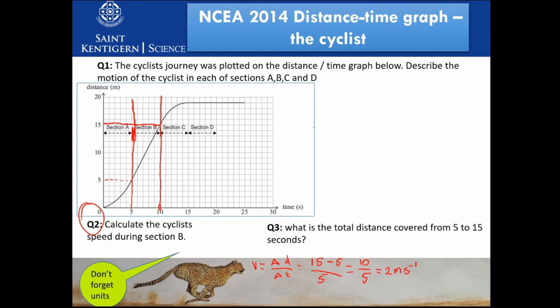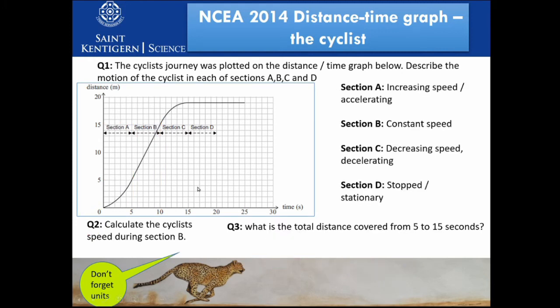Okay, so let's check the model answer for that. Same as what we just found, where our change in distance went from 5 up to 15, and the time went from 5 up to 10, so that's 2 meters a second. Now, what is the total distance covered from 5 to 15 seconds? 5 all the way up to 15.